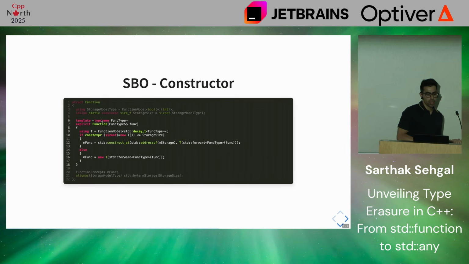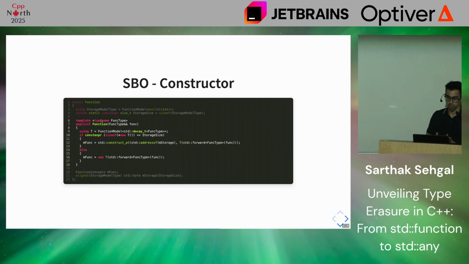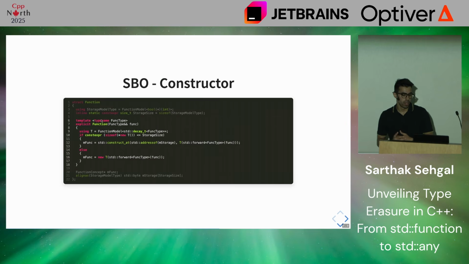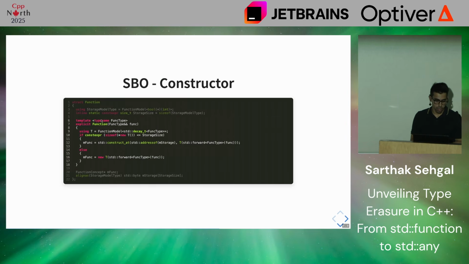My constructor first does a constexpr check of the size of the type. If the size of the type is smaller than my storage size, it does in-place construction at the buffer in the stack. I've used std::construct_at, which internally uses placement new. So it does placement new construction at the address of the storage. And if the size is greater than my threshold size, storage size, it does a heap allocation.